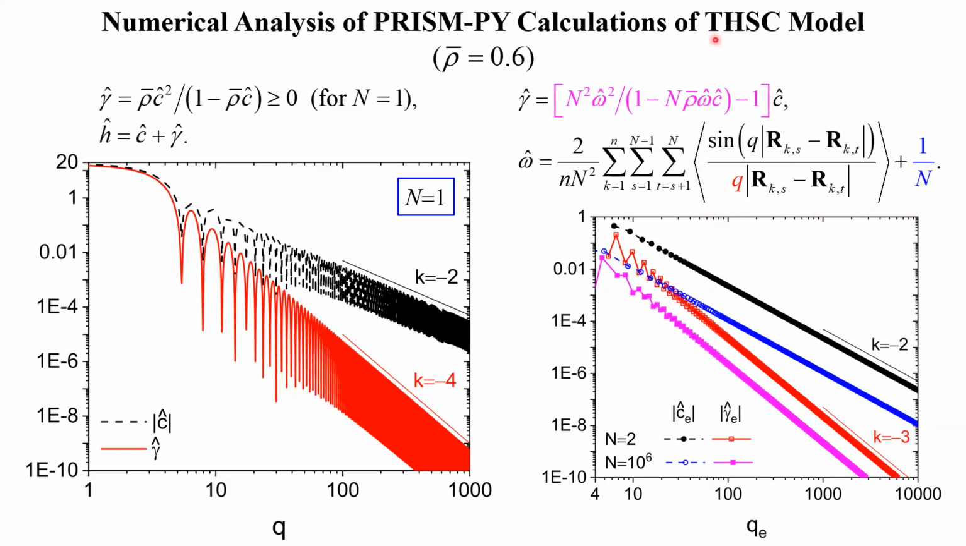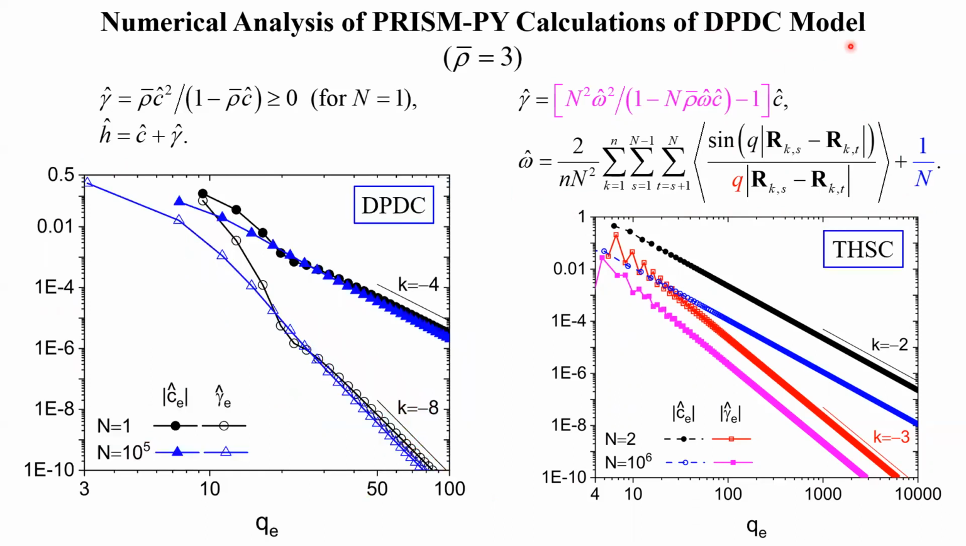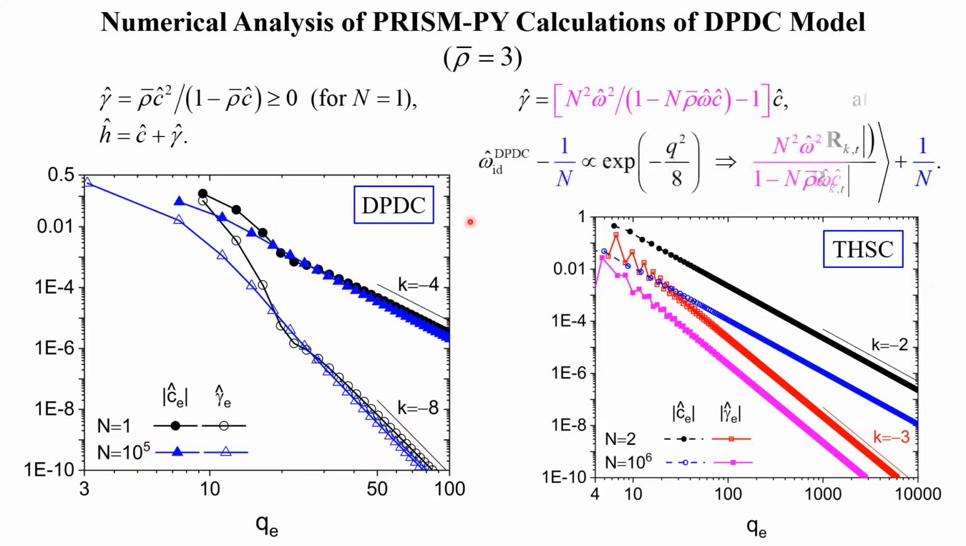Well, these results are for the tangent hard sphere chain model. PRISM PY calculations for the DPDC model are much easier, and this log-log plot shows that both C hat and gamma hat decay much faster, and that the convergence rate of gamma hat does not depend on n. The latter is due to the fact that at large Q, the ideal chain conformation makes omega hat approach 1 over n exponentially, thus the gamma hat for n larger than 1 approaches that for n equal to 1.